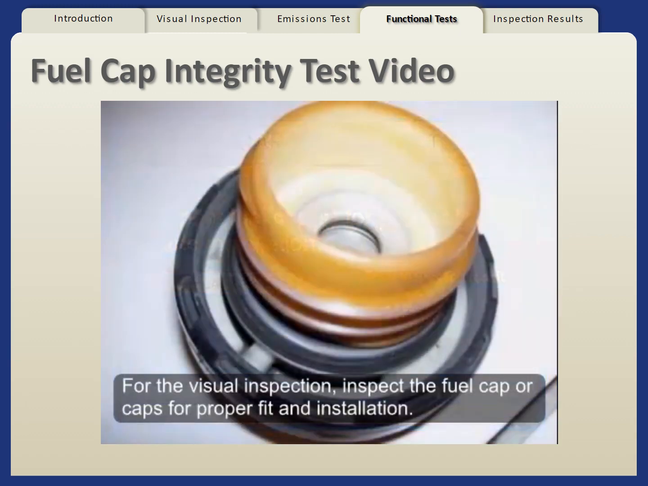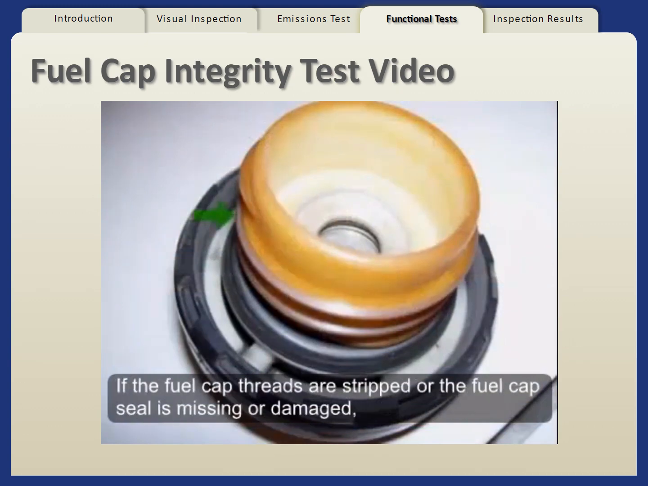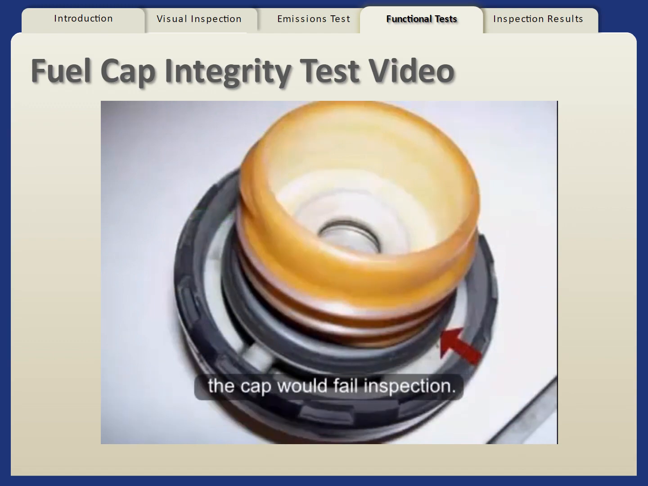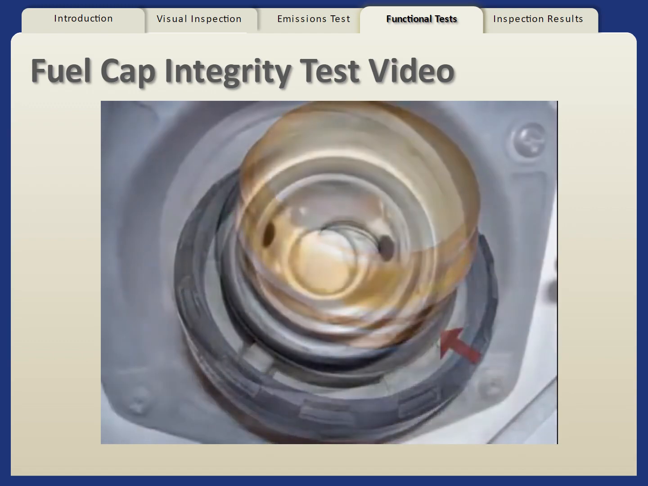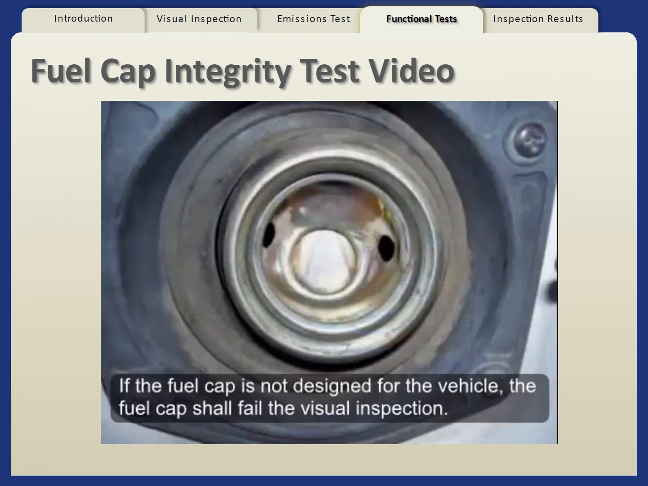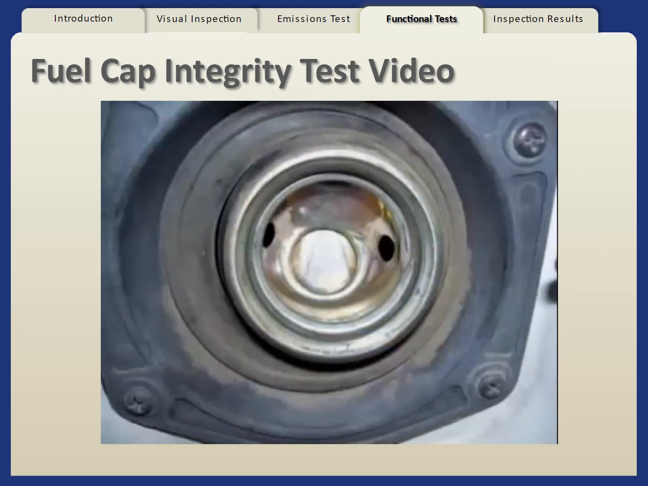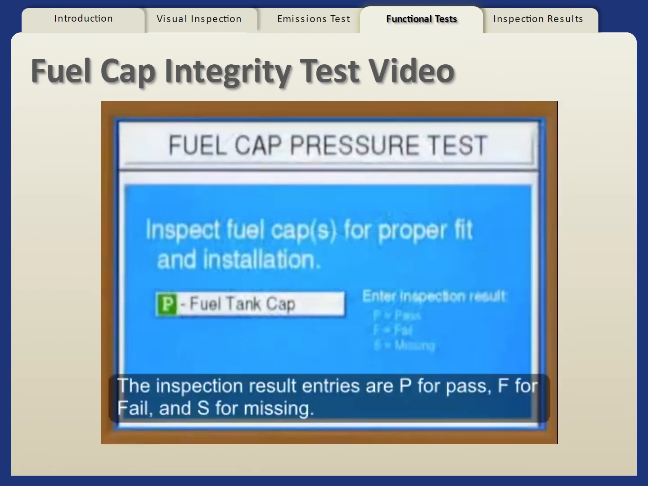For the visual inspection, inspect the fuel cap or caps for proper fit and installation. If the fuel cap threads are stripped or the fuel cap seal is missing or damaged, the cap would fail inspection. If the fuel cap is not designed for the vehicle, the fuel cap shall fail the visual inspection. The inspection result entries are P for pass, F for fail, and S for missing.